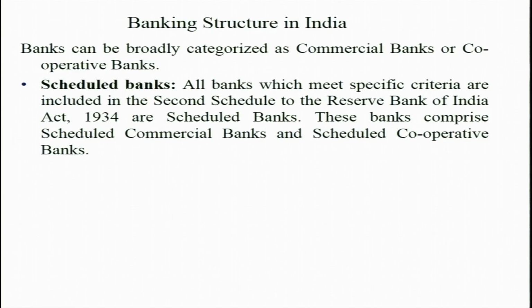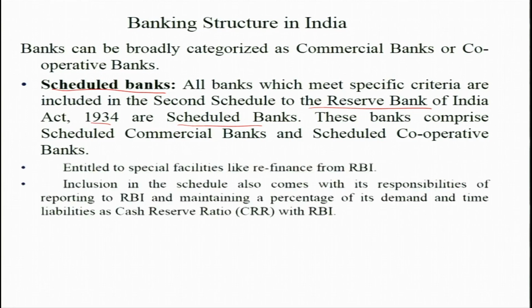So coming to the banking structure in India, banks can be broadly categorized as commercial banks or cooperative banks. Within that, there is another broad categorization, which is called scheduled banks. You might have heard about it: scheduled banks and non-scheduled banks. All banks which meet specific criteria are included in the second schedule to the RBI Act 1934, and these are called scheduled banks. These banks comprise scheduled commercial banks and scheduled cooperative banks.